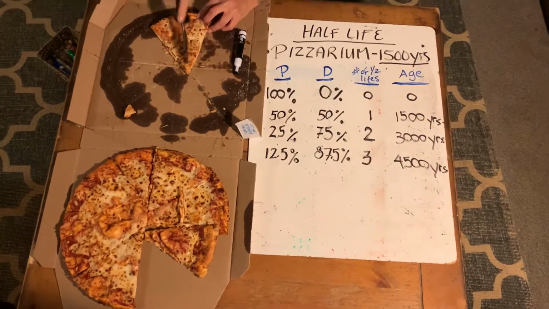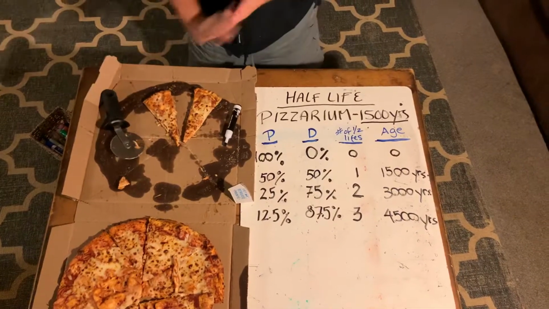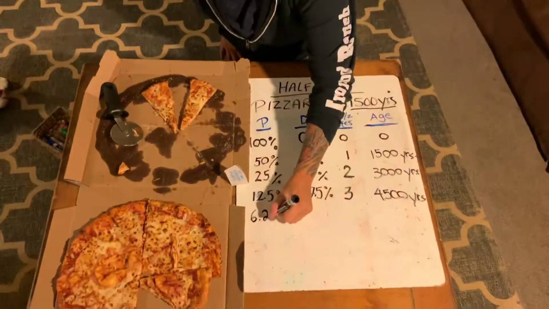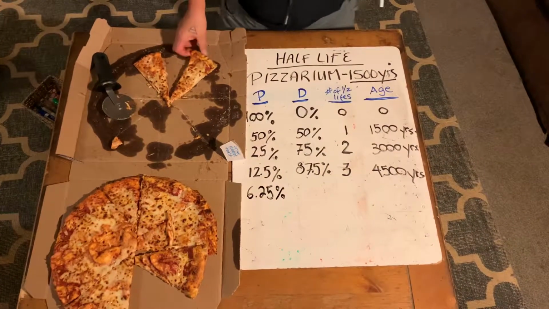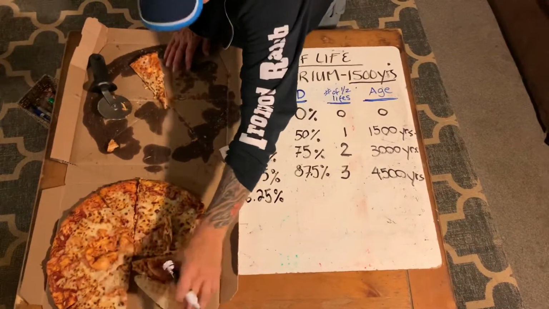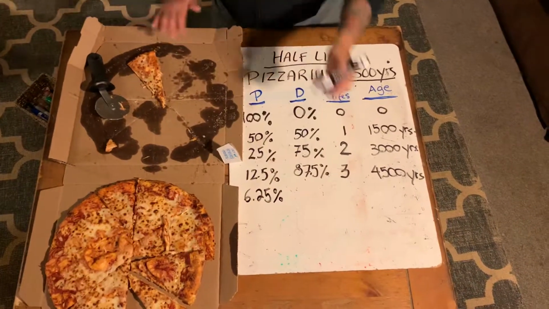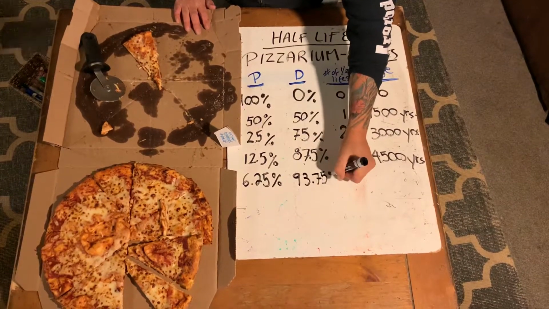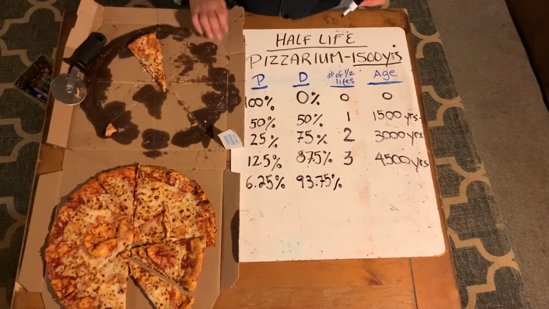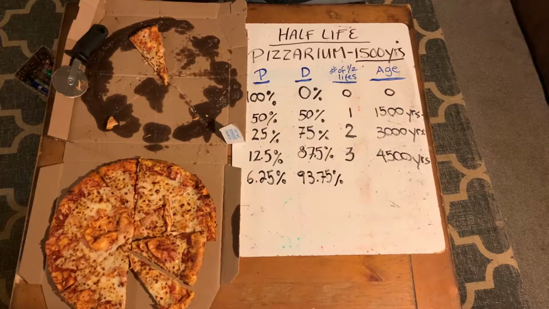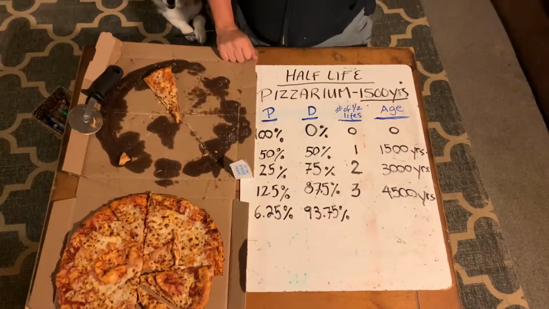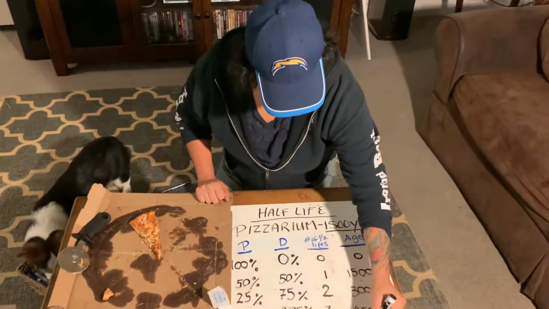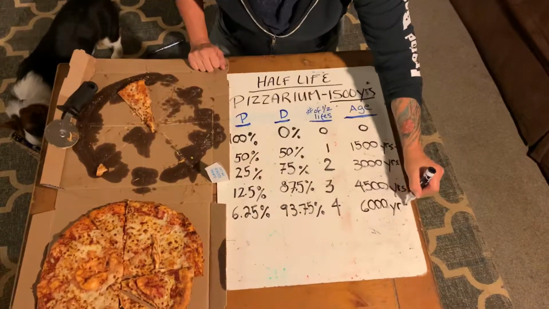Okay, so we're going to cut this guy right now in half again, which means that now I have 6.25% pizzarium. Let's take this guy. Bye-bye. Okay, which gives me 93.75% daughter ratio. Right? So if I have a rock with only 6.25% pizzarium, then I know that it's undergone 4 half-lives. How old is that rock now? 6,000 years old. Do you see what I'm doing?